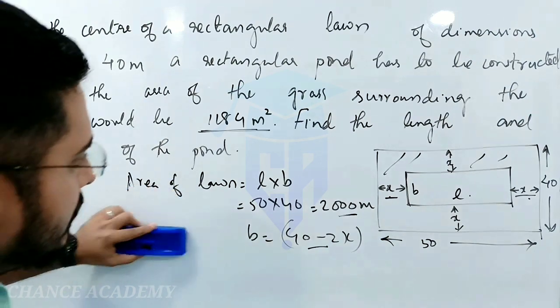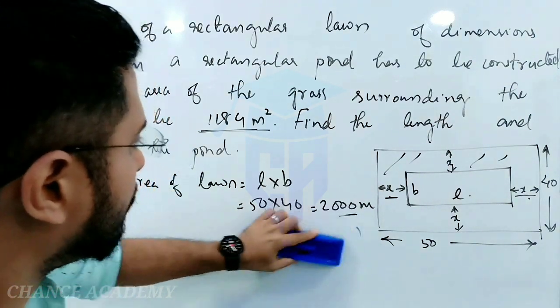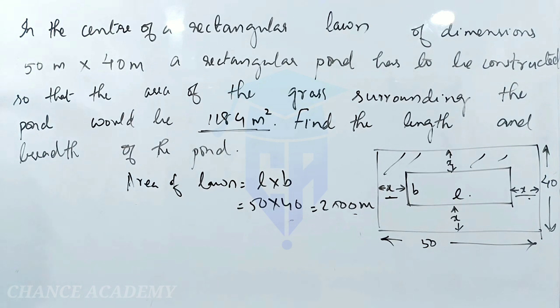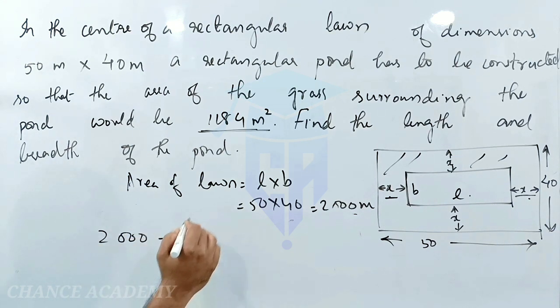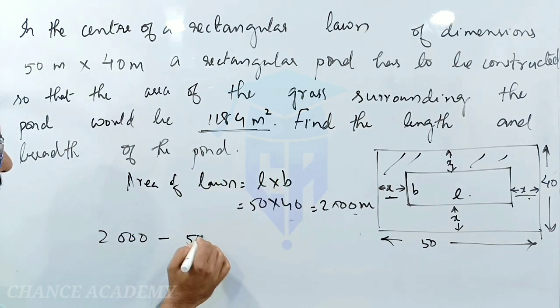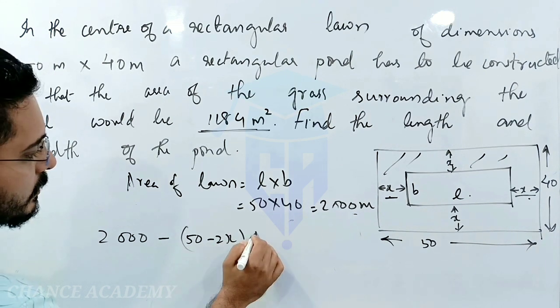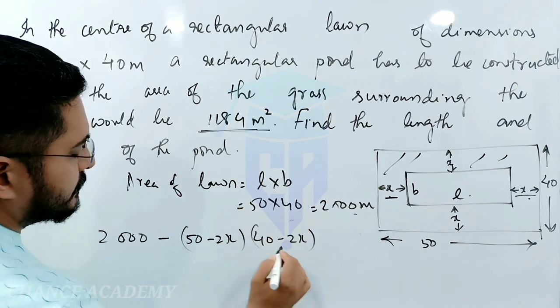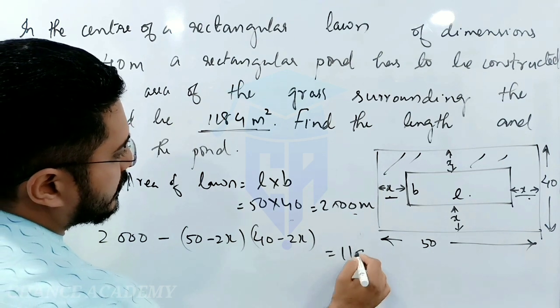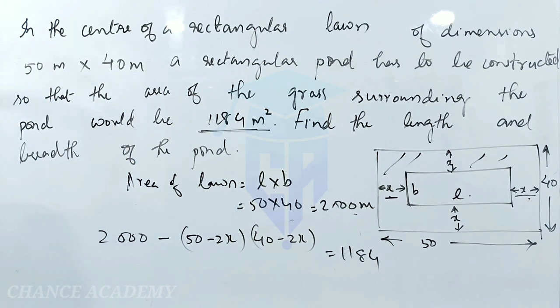So actually we have this area of the lawn. Now we need to multiply. I will write one relationship based on this. It's 2000, the total area, minus the area of the pond, that's 50 minus 2x multiplied with 40 minus 2x. That will give you 1184. That's the relationship. On expanding this and rearranging, you will get a quadratic equation. On solving that, you will get the length and breadth of the pond.